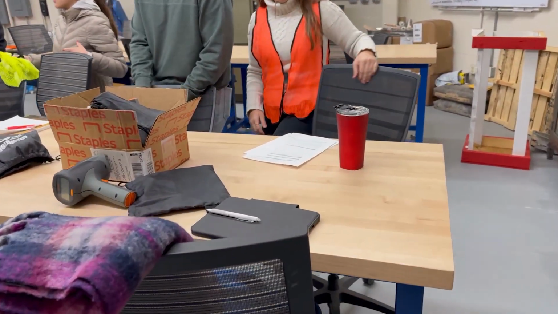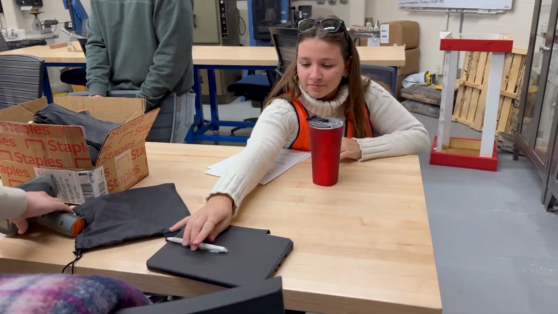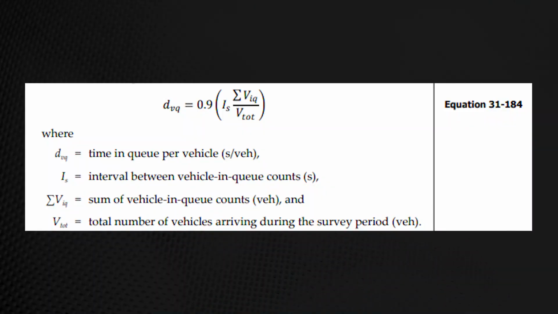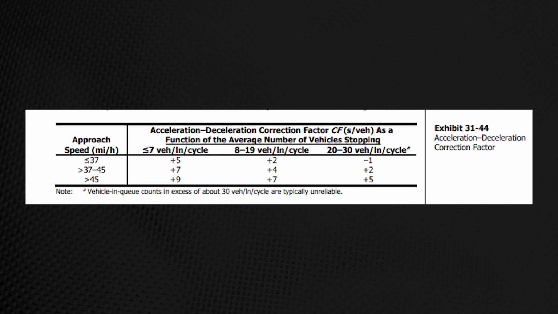After collecting the data, we calculate the time in queue per vehicle by using the formula from Equation 31-184 of the HCM. The formula to calculate the time in queue per vehicle is: time in queue equals 0.9 times the sum of vehicle in queue counts divided by the total number of vehicles arriving. In this formula, the time in queue is represented by DQ, and the sum of vehicle in queue counts is represented by VIQ, while the total number of vehicles arriving is V total.